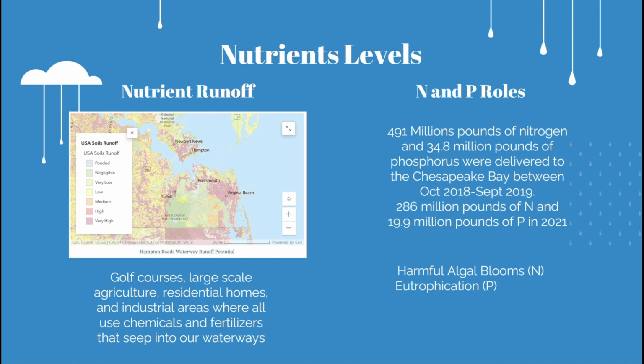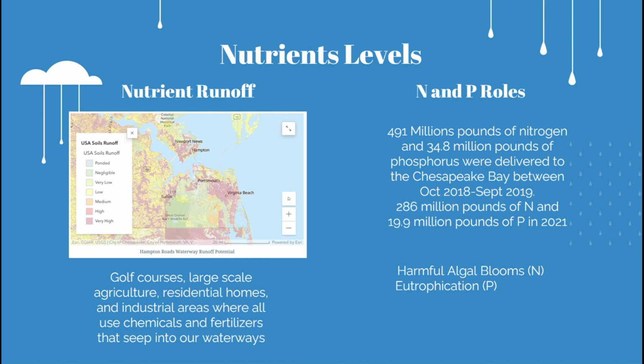These nutrients may come from golf courses, large-scale agriculture, residential homes, and industrial areas that use chemicals and fertilizers that seep into our waterways. Nitrogen and phosphorus roles in the water community. Almost 491 million pounds of nitrogen was delivered to the Chesapeake Bay between October 2018 and September 2019.